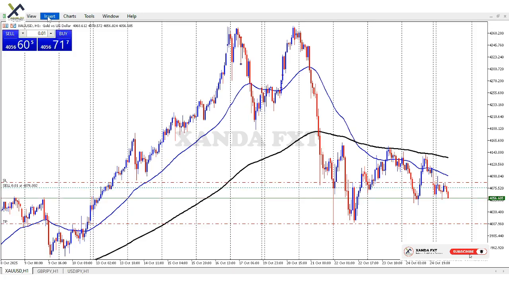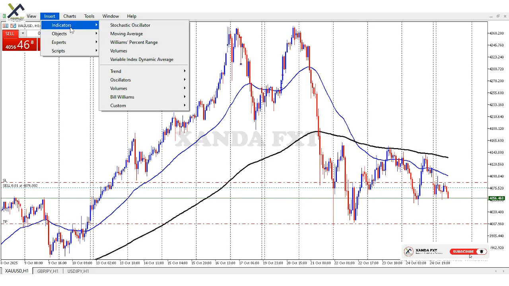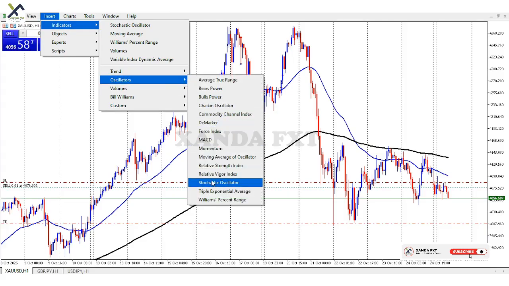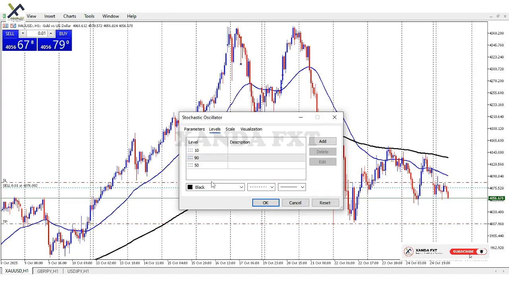Now, quickly, we head over to our indicator. From the insert, you go to the oscillators. Under the oscillators, you go to the stochastic oscillator. Now, there are some settings that we are going to change on this indicator so that we can be able to use them effectively.